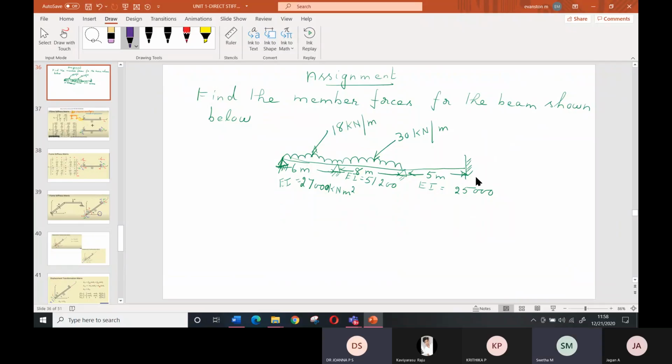Rotation, this is not allowed. So when you take this one, horizontal is actually free, ma'am, in fixed end. Horizontal, we will not be considering in the case of beams.